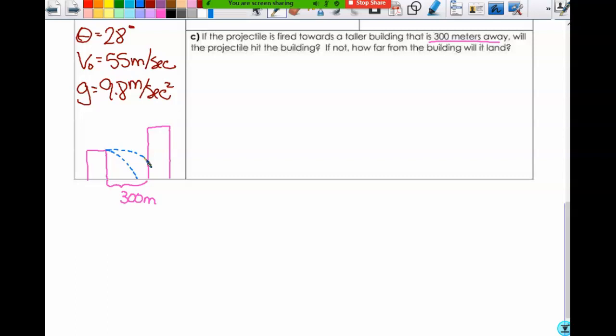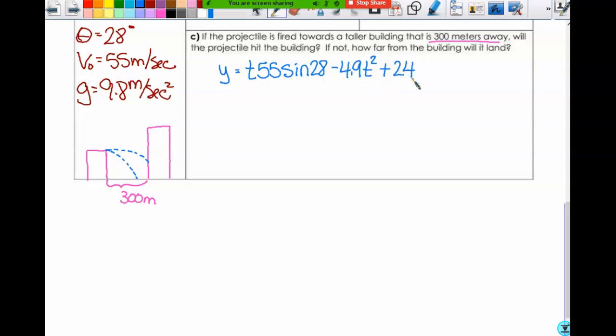So we'll eventually have to find the horizontal distance, but we need to set up our y equation first because it's fired up here. So our y equation for this is y equals t times 55 times the sine of 28 minus 4.9 t squared plus 24.